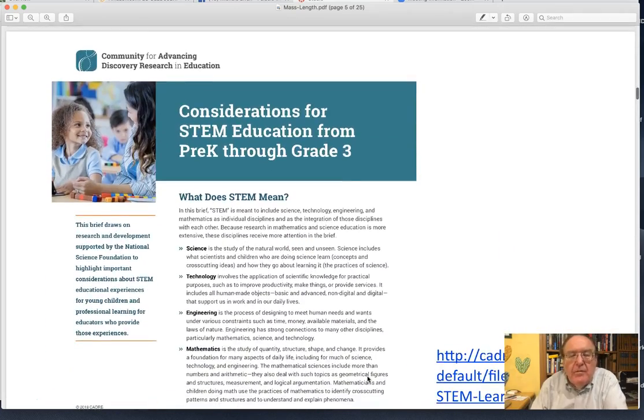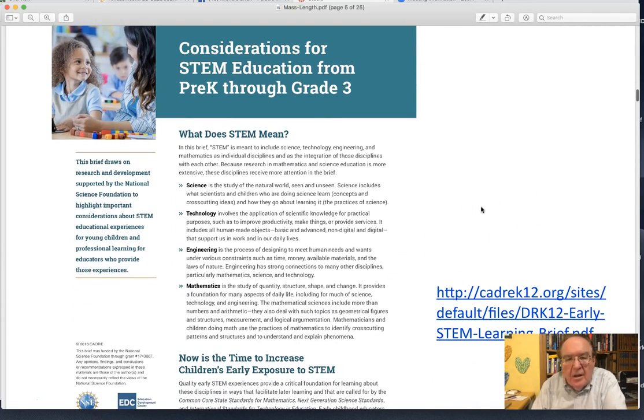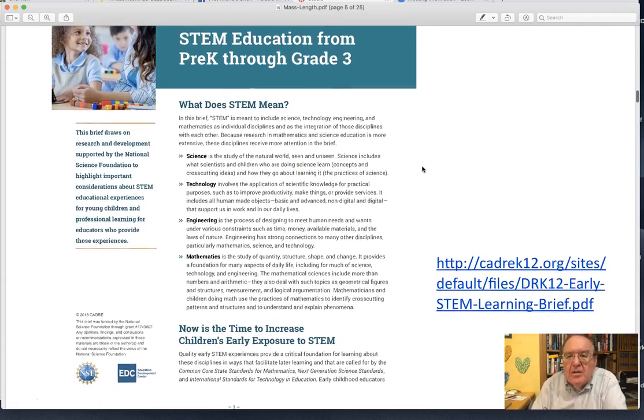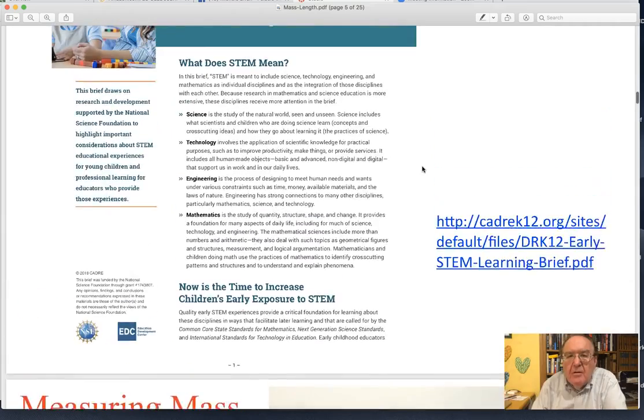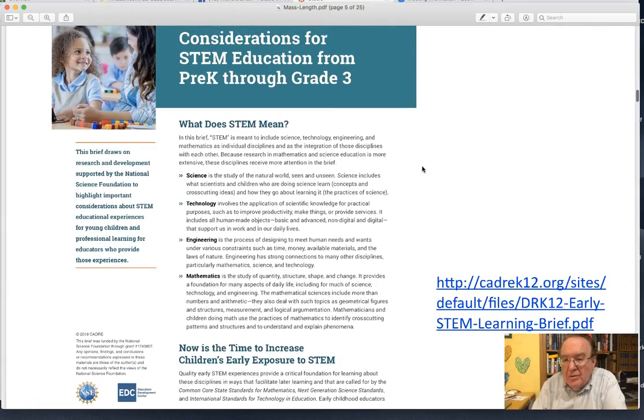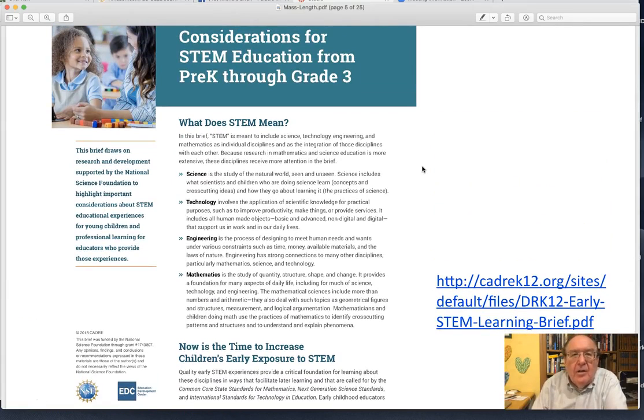Following this are the considerations for STEM education, pre-K through grade 3. The link for this is posted on Canvas, and you can read it if you like. STEM has been a very serious topic nationally for quite a few years now. So you can read that as your background information on STEM education.